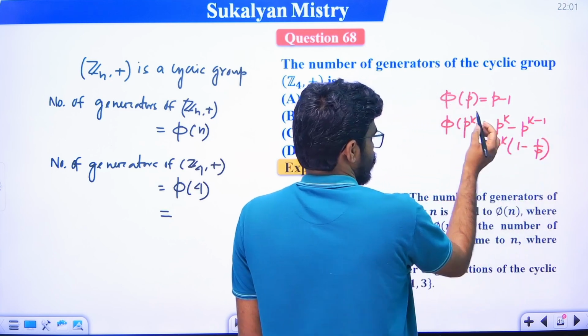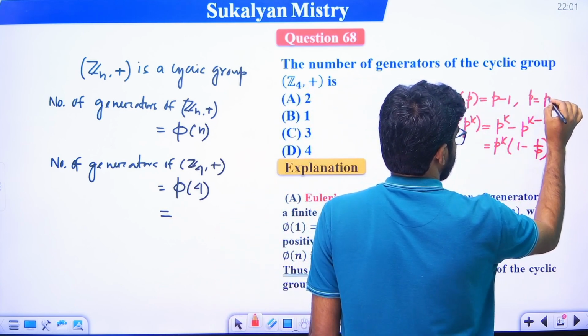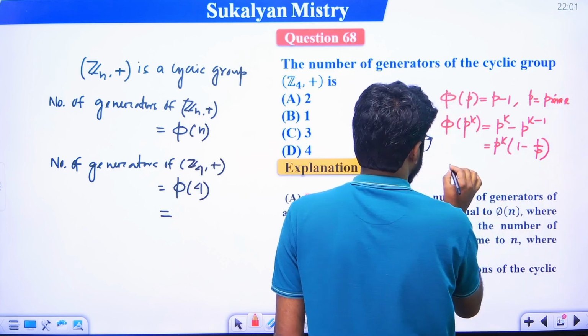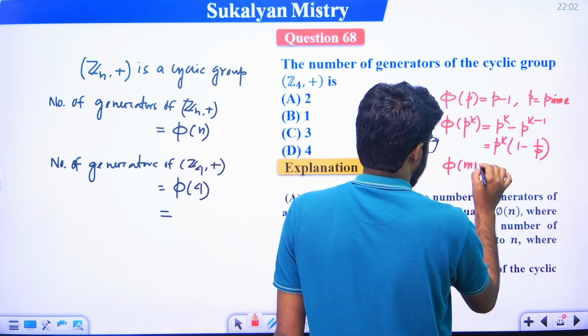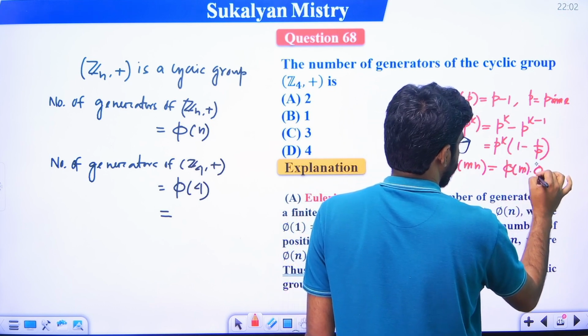So phi p is p minus 1, where p is prime. Next one is phi mn, where m and n are relatively prime. So this will be phi m into phi n.